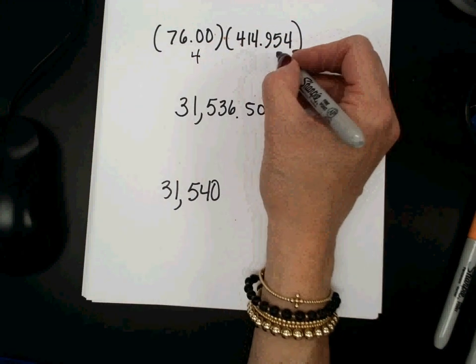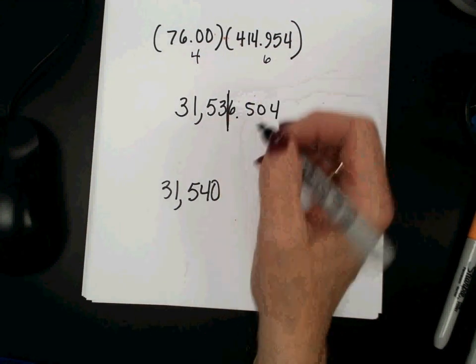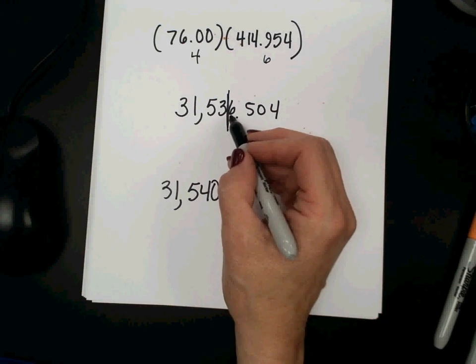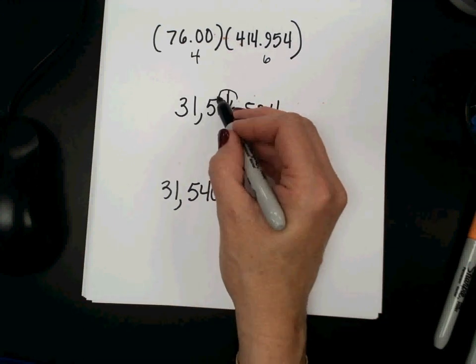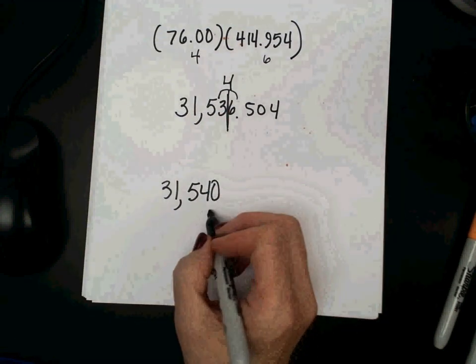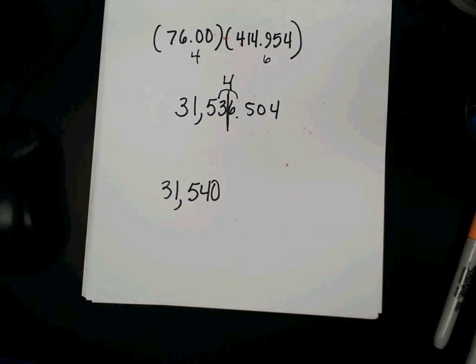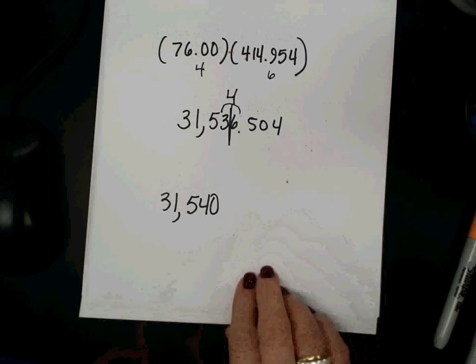31,536.504. So I need 4 sig figs, yes? Because this one has 4 and this one has 6. So 4 would be right here. Then I look and ask, does this 6 make it round up or down? The 6 will make this round up to a 4, which is how I got 31,540. It's the smallest one. Yep, you have to go with the least amount of sig figs.